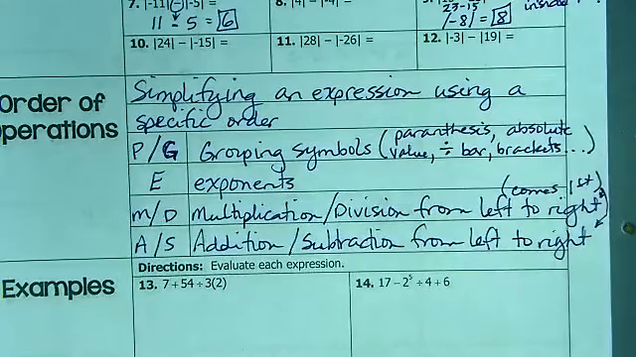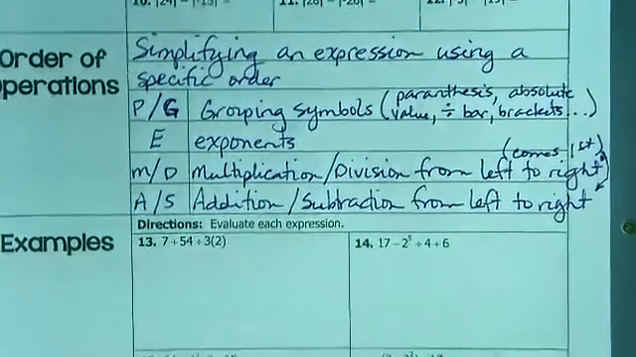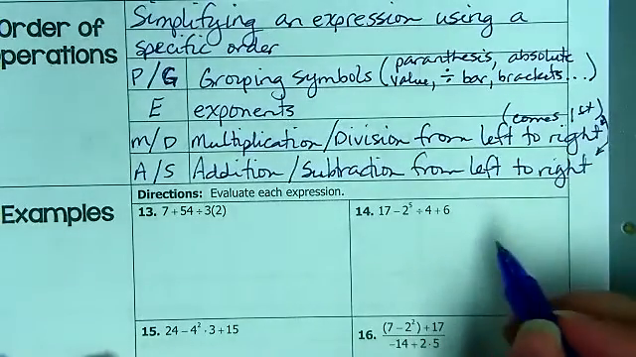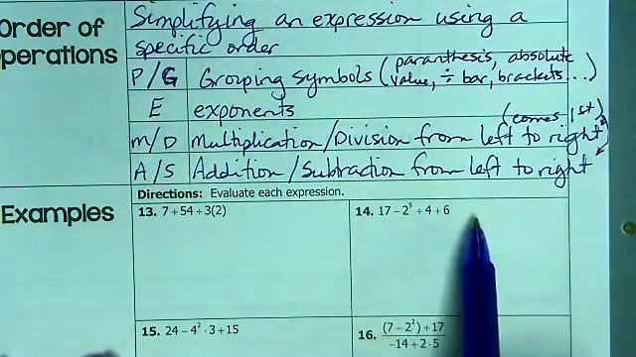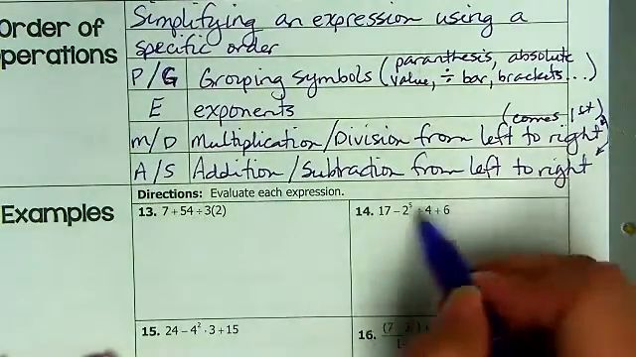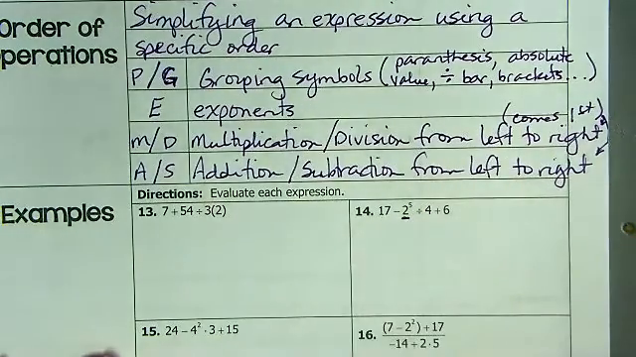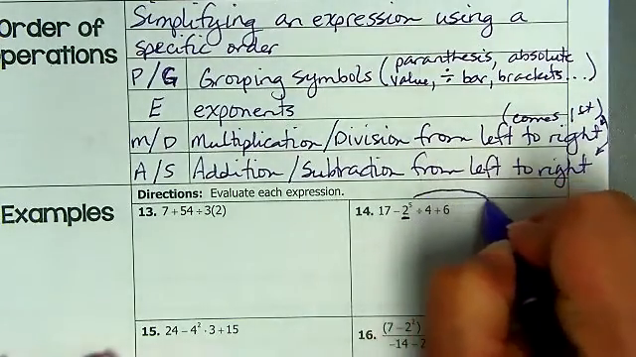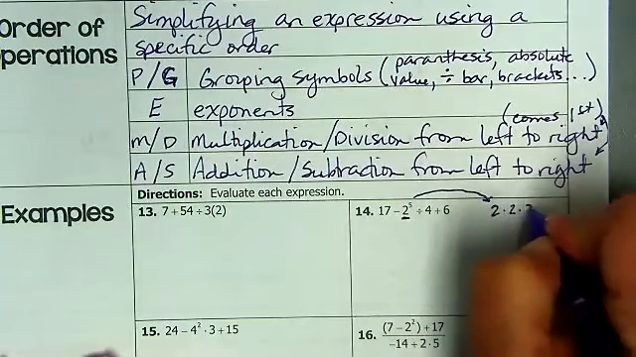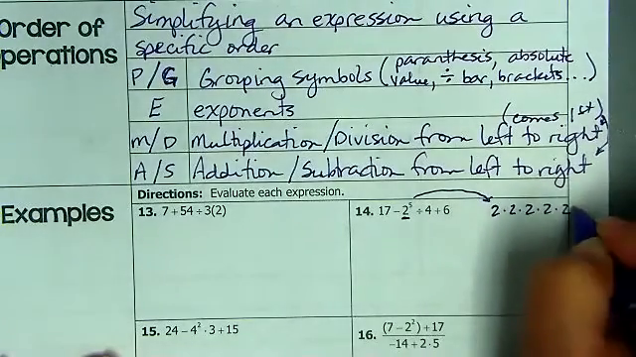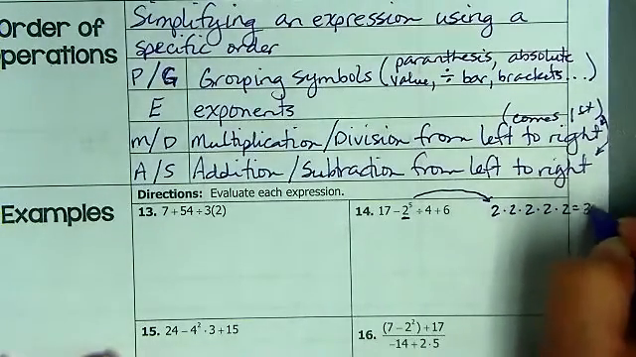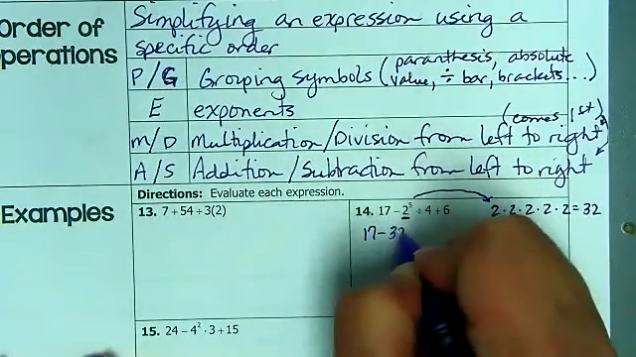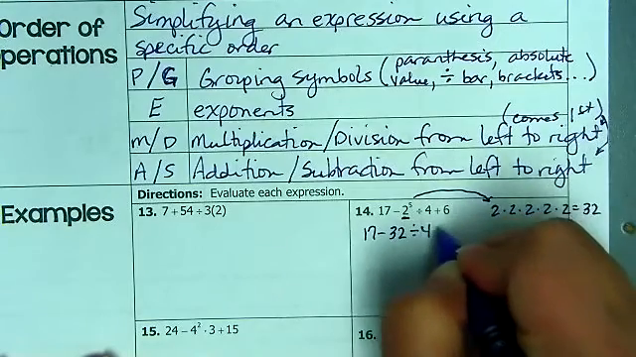Okay, so now we're going to work a couple of problems. We're going to start off by looking at number 14. I don't want to do all of these right now because it would take too much time. So when I'm looking at this, I first look, are there any grouping symbols? No. So then I'm looking for exponents. Yes, I have the 2 to the 5th power. That means I'm doing 2 times 2 times 2 times 2 times 2, which gives me 32. So now I plug that in here. I'm going to have 17 minus 32 divided by 4 plus 6.